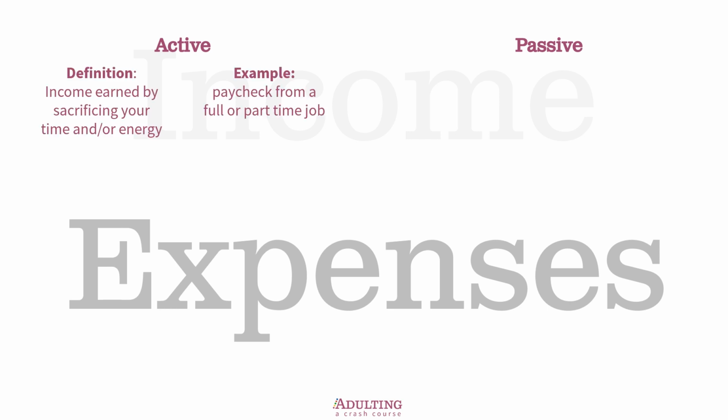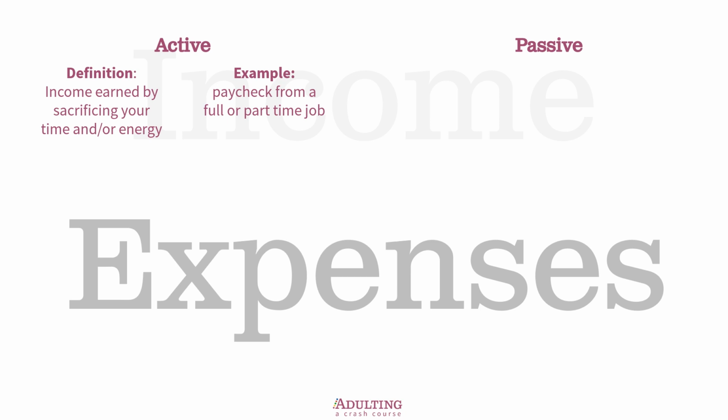The two types of income are active and passive. Active income is what you generally think of when you think of earning money. It's sacrificing your time or energy and receiving a paycheck for it. It could be hourly if you're a cashier at a grocery store, for example. Or it could be by a completed task, like being a Postmates delivery person. You get paid for every delivery you make.